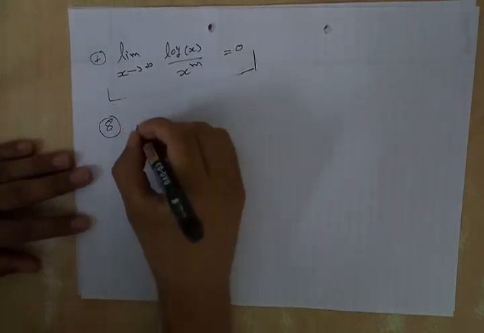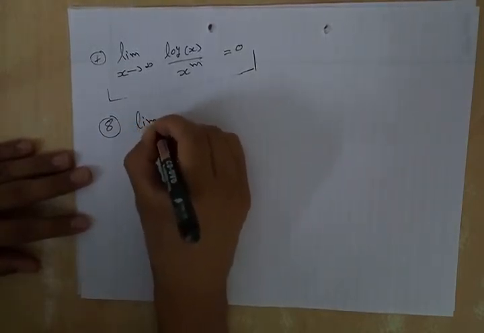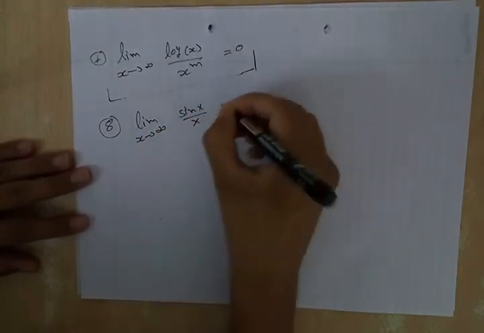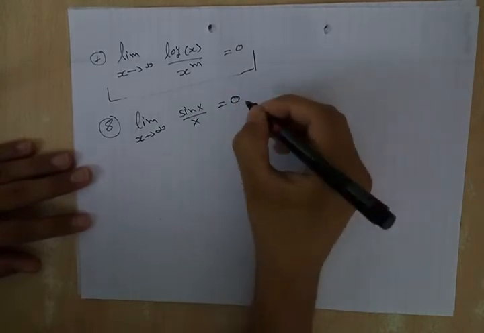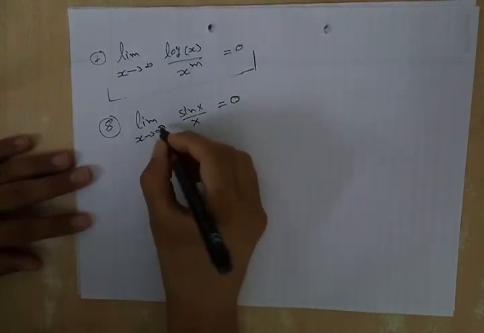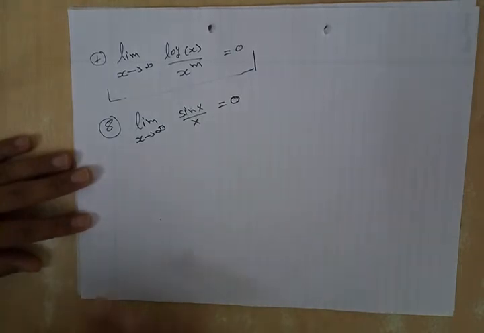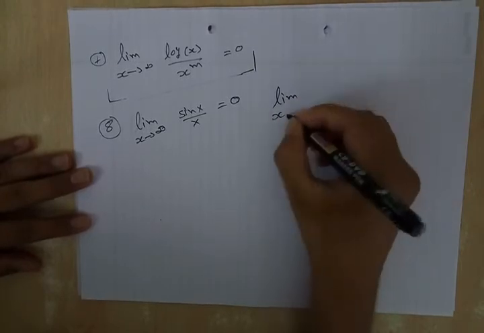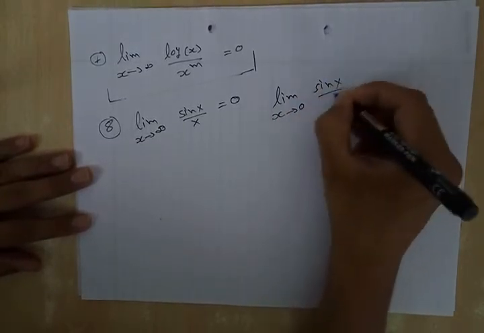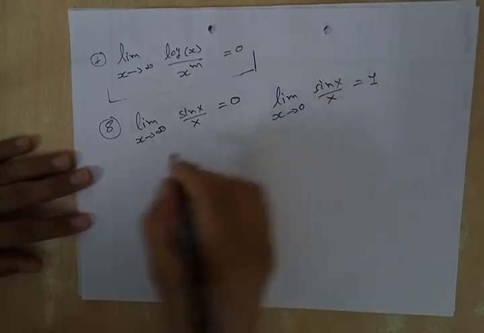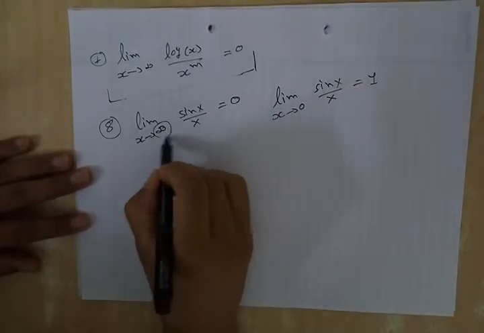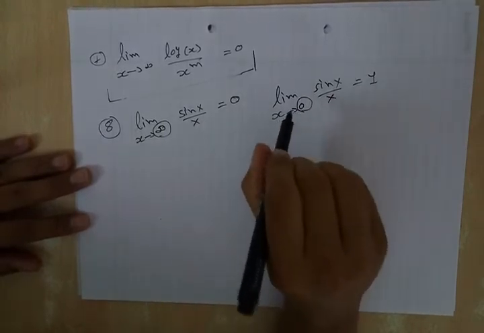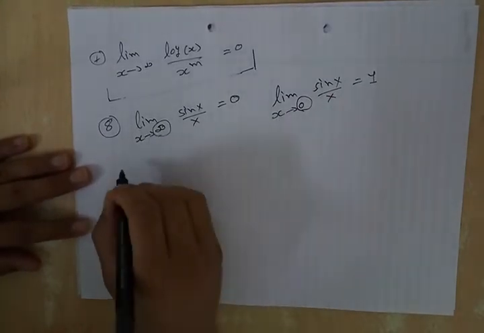Formula number 8 is limit x tends to infinity, sin x upon x is equal to 0. Now we had a look at a similar kind of formula: limit x tends to 0, sin x upon x is equal to 1. But there x was approaching 0, and here it is approaching infinity.